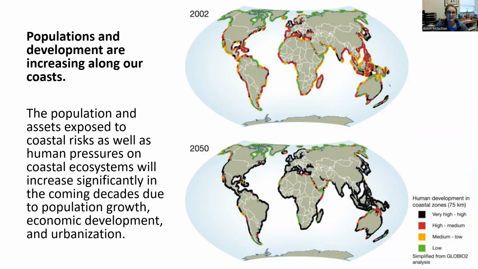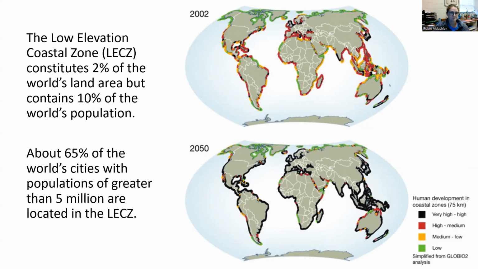Right, so the population and our assets, what we're building, our infrastructure that's going to be exposed to coastal risks, as well as human pressures on coastal ecosystems, is going to increase significantly in the coming decades due to population growth, economic development, and urbanization on our coasts. Right, and we're part of that problem. Right, we're living on the coast right here, so we understand the risk, and we need to adapt.